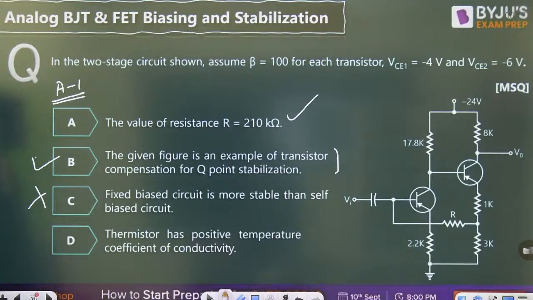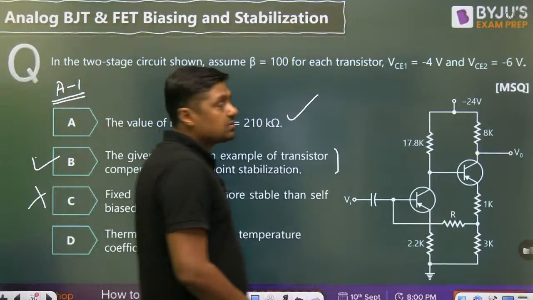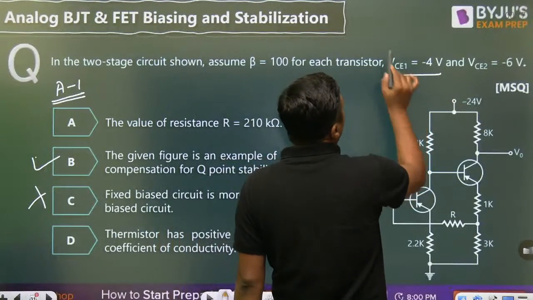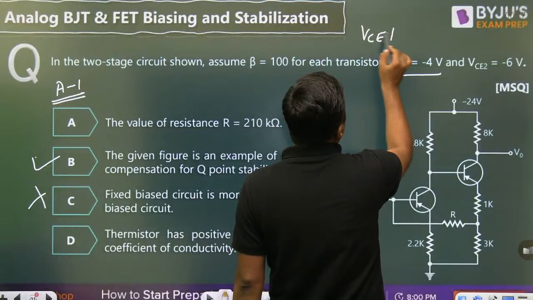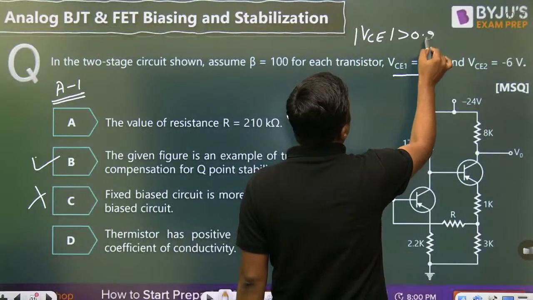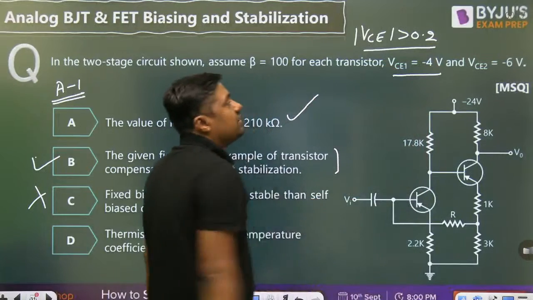Both the transistors are in active region. It is given here, Ravis. If the mod of VCE for a PNP transistor is greater than 0.2 volt, the transistor will be in active region.